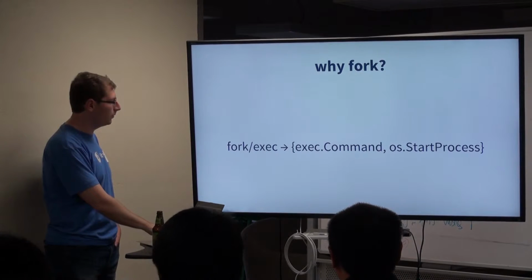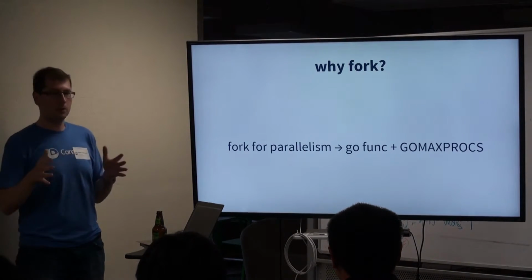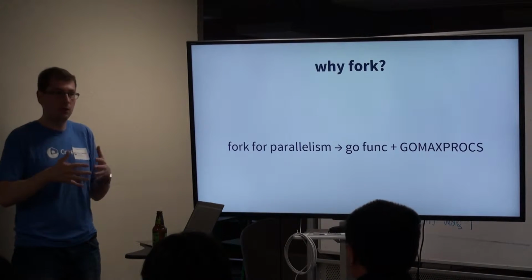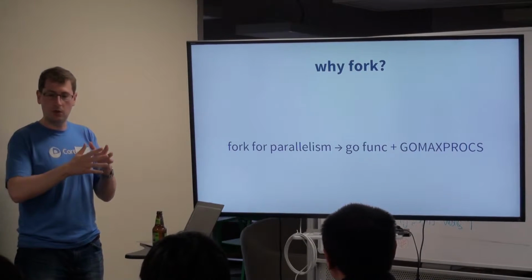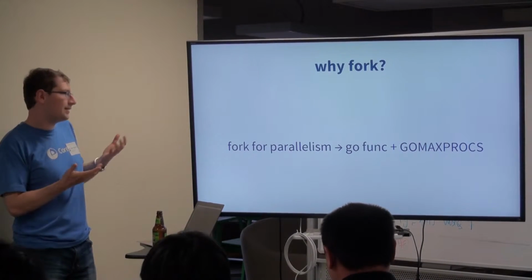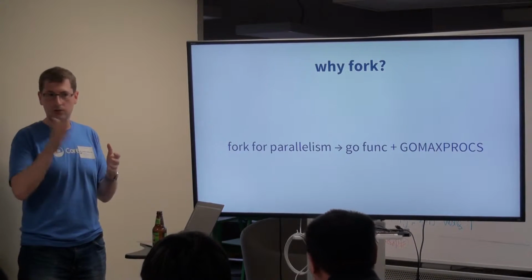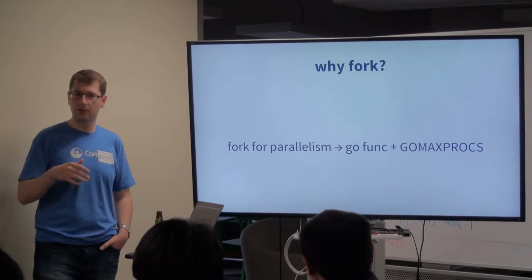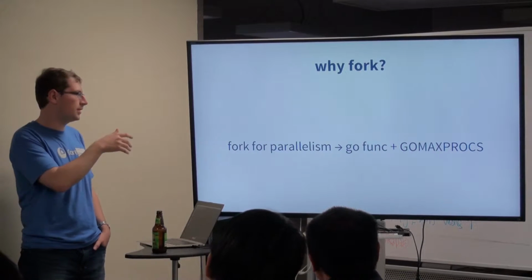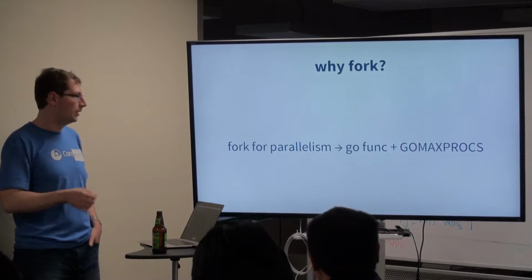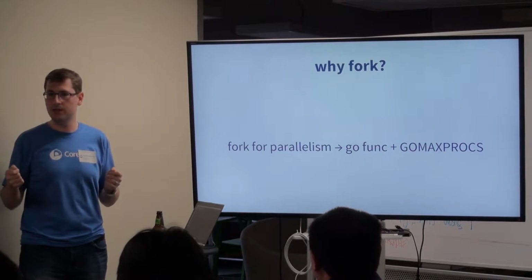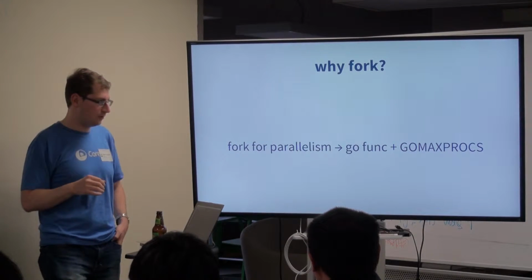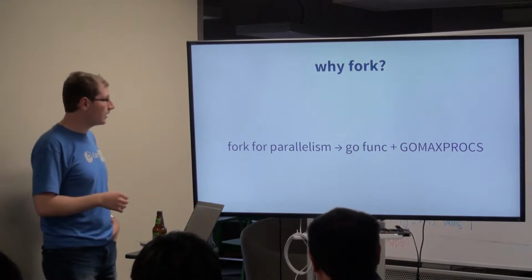Okay, so where else would we fork? Sometimes you want to fork for parallelism. You want to launch multiple processes because you want the operating system to schedule them onto multiple processors. That's actually not a big deal. You just say go func, you spin up a whole bunch of goroutines, and then there's GOMAXPROCS, exposed as an environment variable or through a function call, where you can tell Go how many processors it can use, and it'll distribute the goroutines onto those OS threads and onto the processors. So that's not a problem.